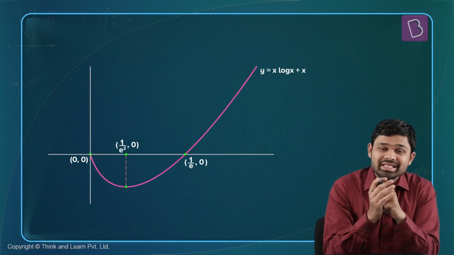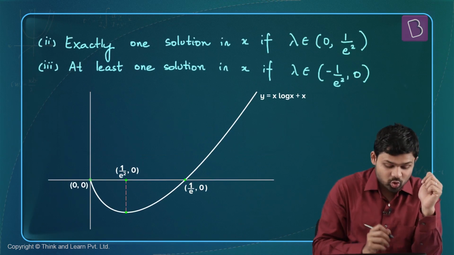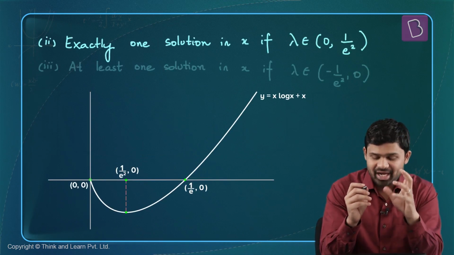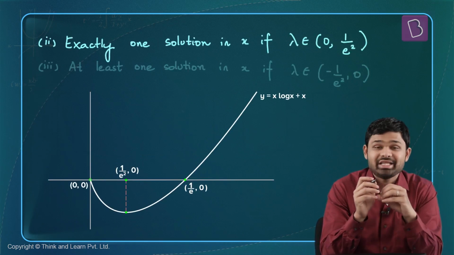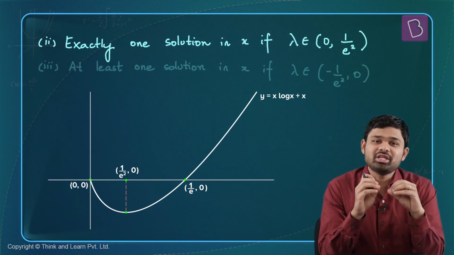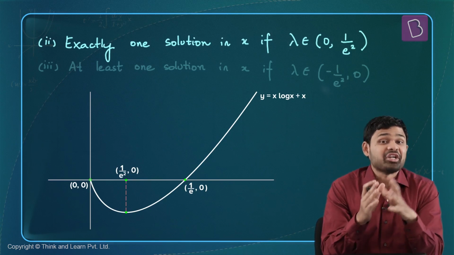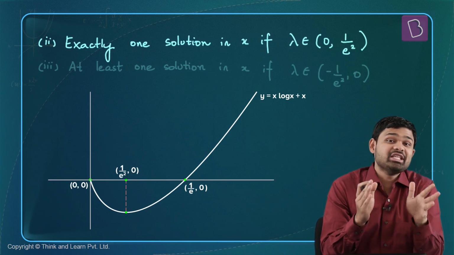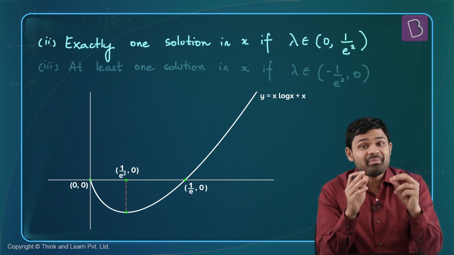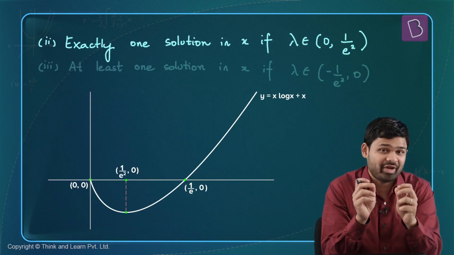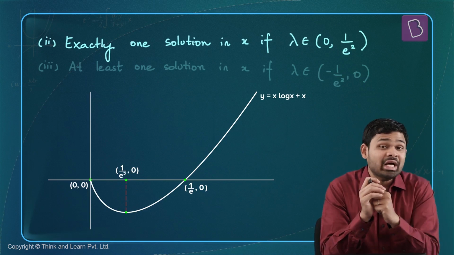Why did we do all these things? Because in options 2 and 3, what has been told? So if you take a value of lambda which is 0 to 1 upon e square, then we have to find out the number of solutions this function has. So lambda, notice, is the right hand side of f of x. So f of x is equal to lambda. So lambda is nothing but the output you get when you input any value of x. That's how it is, f of x equal to lambda.